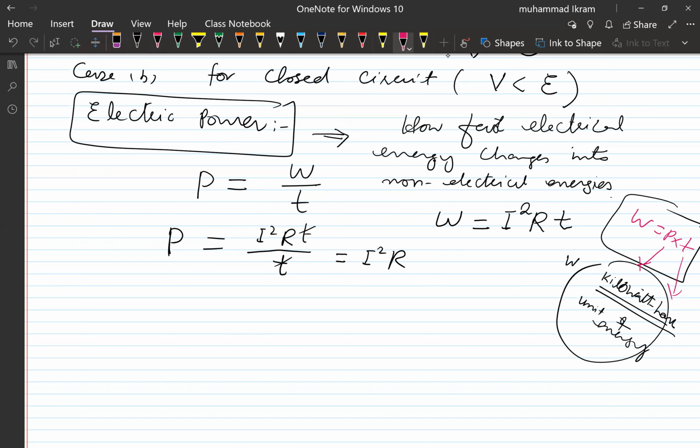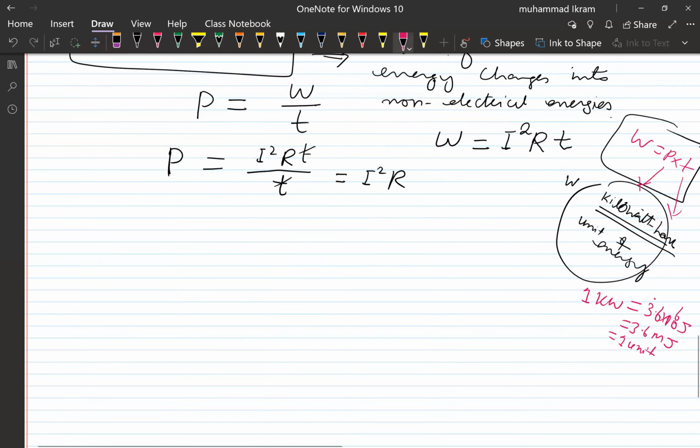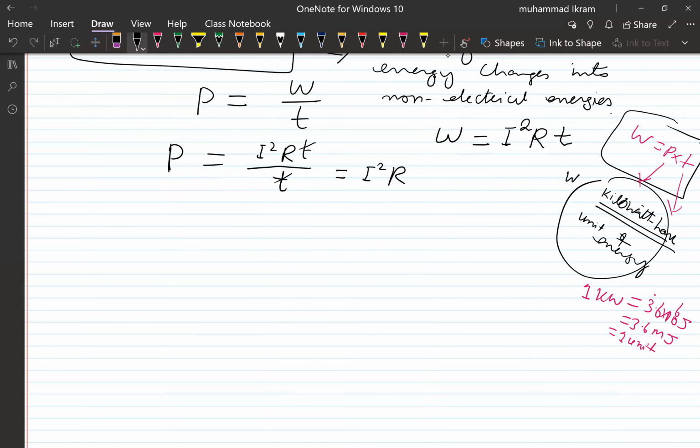And 1 kilowatt hour, you have learned this in class 10, is equal to 3.6 into 10 to the power 6 joule, or 3.6 megajoule, or we can say 1 unit of electricity. No need to discuss this in detail here, but just let me come to this point again.